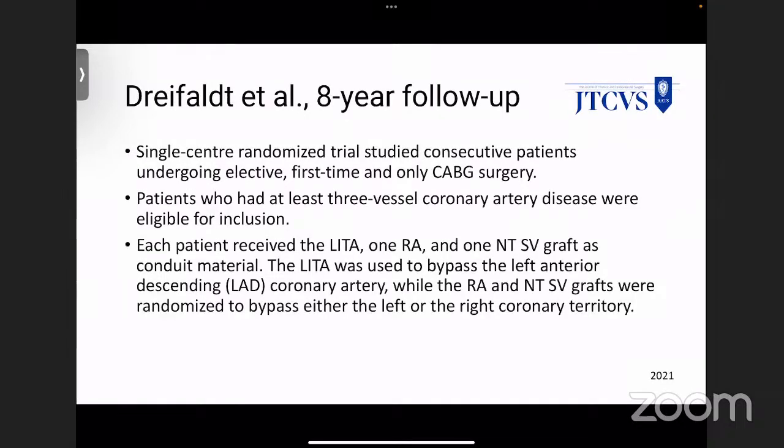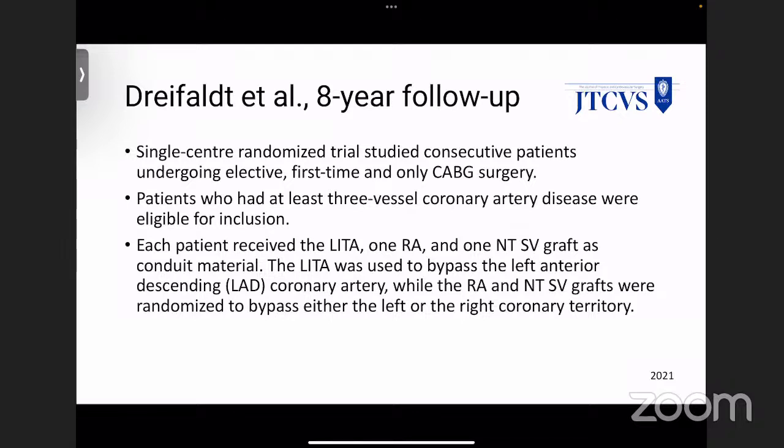Another trial by this person here, Griefalt. This is an 8-year follow-up, essentially. This is a very well made, single center randomized trial, with a good number of patients. There is a decent amount of blinding in the study. So let's go over it.